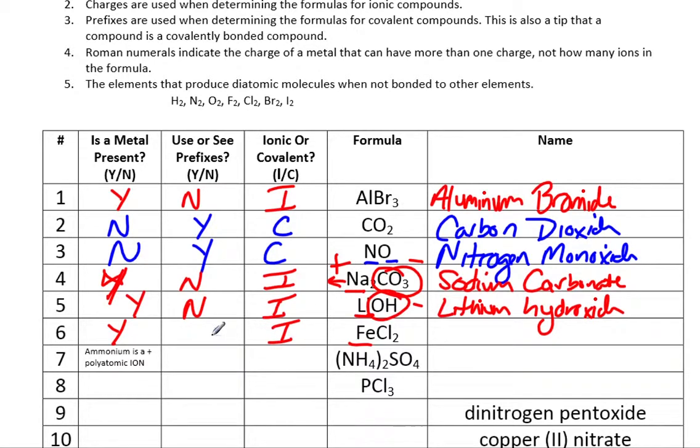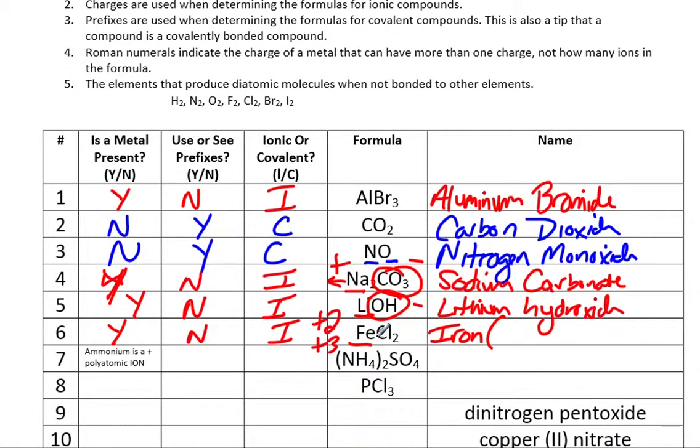Iron, iron's a metal. That means it's ionic. That means I don't use prefixes, so I write iron. Now, I know iron is in the middle of the periodic table. It's actually one of those funny guys who makes more than one charge. Iron can make a +2 or +3. The only way I know that is if I take a peek at my periodic table. This is in the box. So I have to indicate what charge it is.